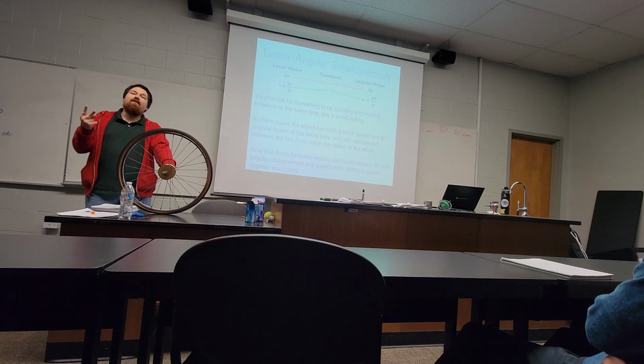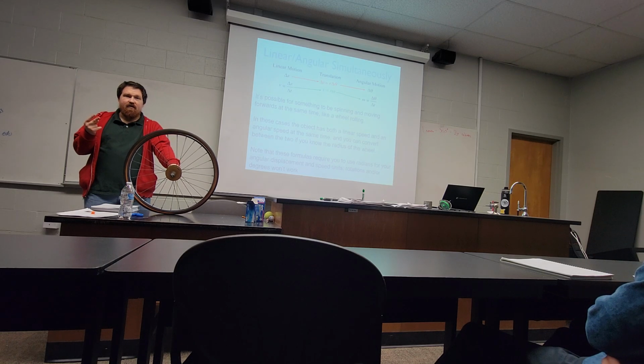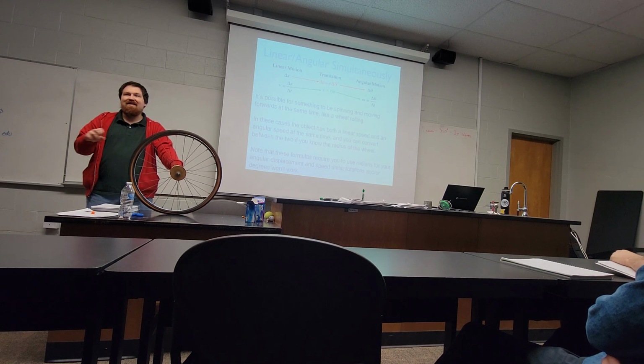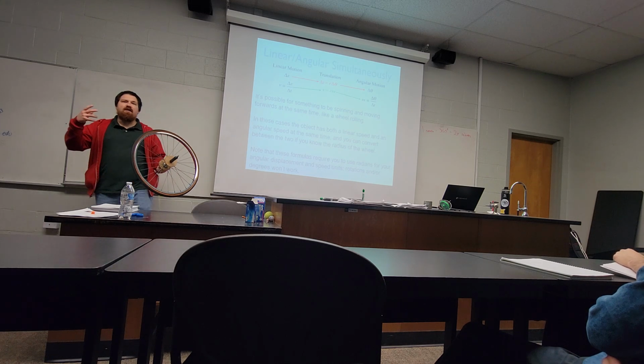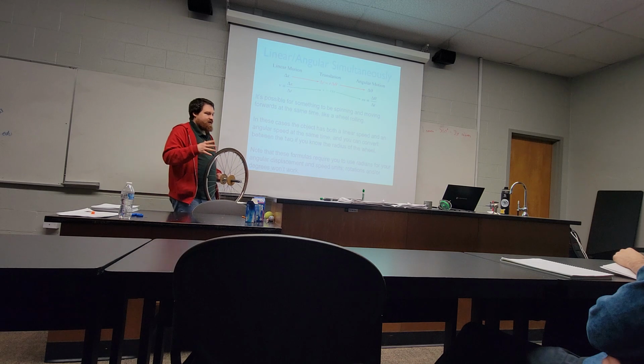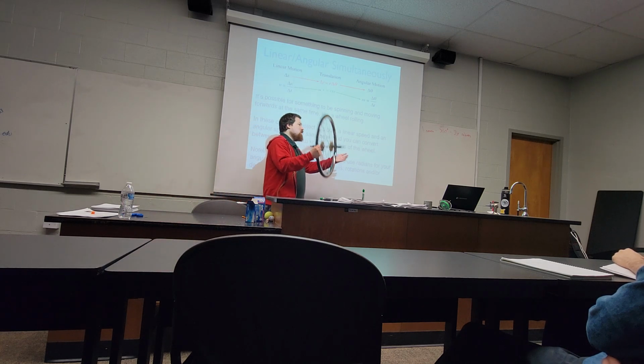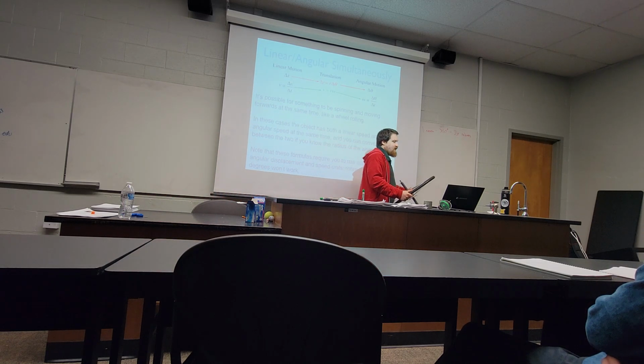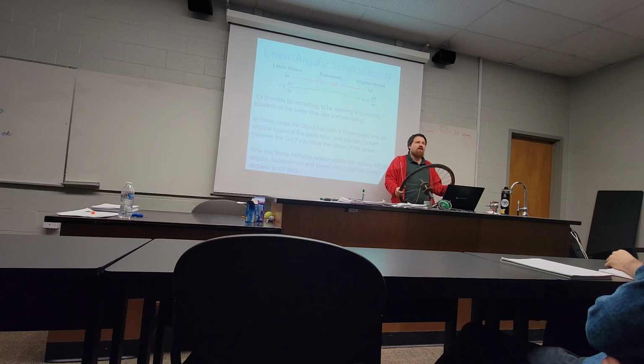The two can happen simultaneously, and one part is directly tied to the other. It's not just two things that coincidentally happen at the same time. In the case of a rolling wheel, the linear motion and the angular motion are connected directly.